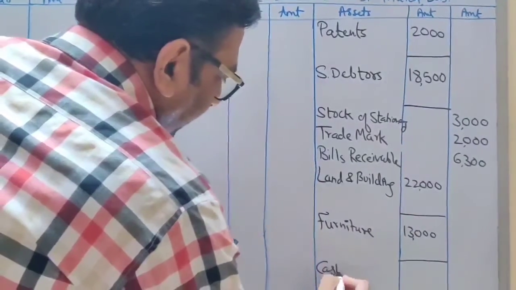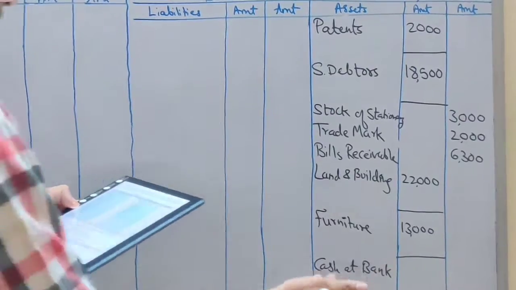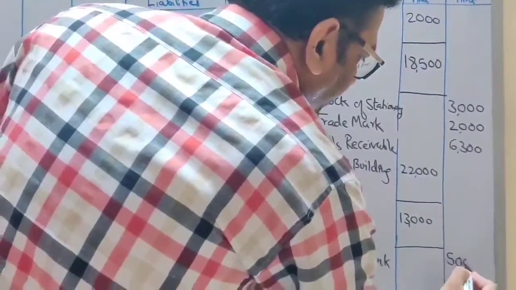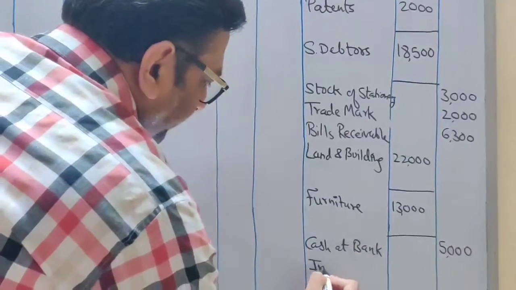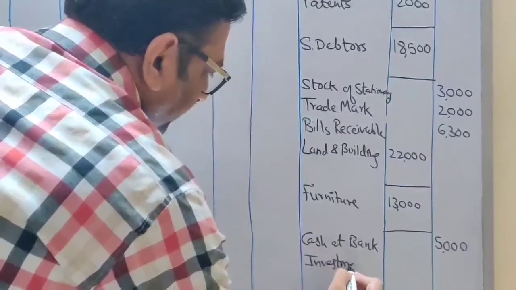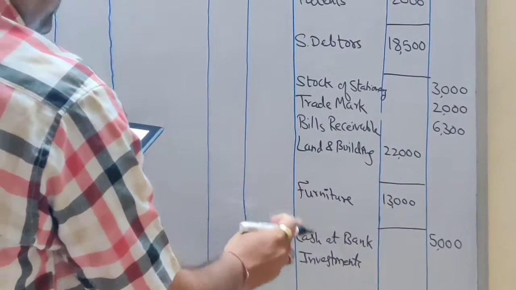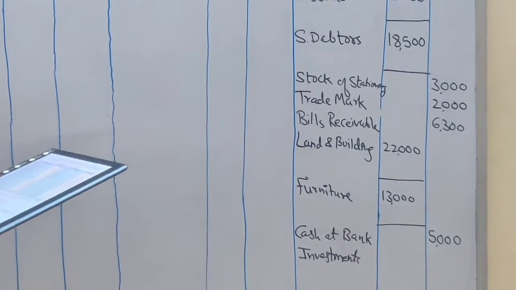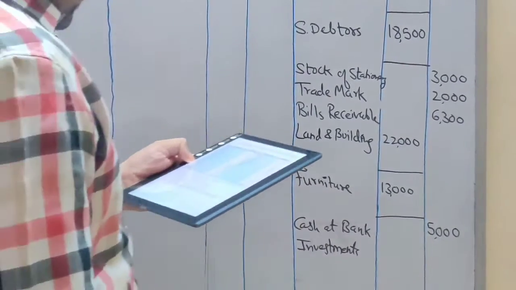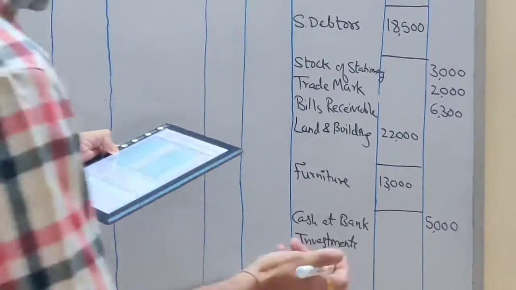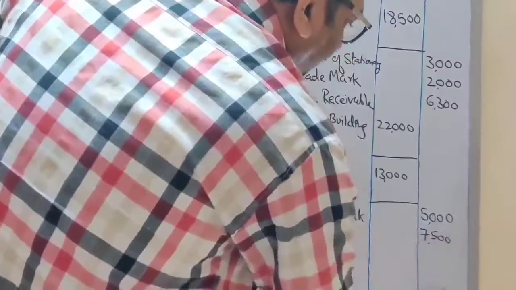Cash at bank, again it's an asset. Cash at bank, no adjustment, write in outer column 5,000. Investment, again it's an asset. So all assets are given together, land and building, furniture, cash at bank, investment, and there is no adjustment on investment given. So you write the amount in outer column 7,500.